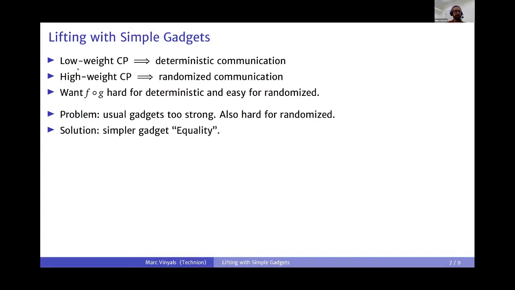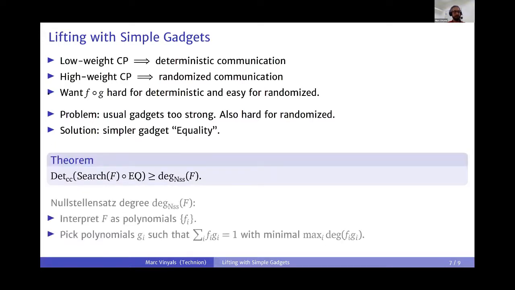And our solution is to prove a new lifting theorem that happens to work with simpler gadgets. And in particular, it works with the equality gadget, which satisfies all the properties that we require from it. So a bit more formally, we prove that the deterministic communication complexity of some composed problem is lower bounded by the Nullstellensatz degree of the original problem. Doesn't matter too much what this means exactly.